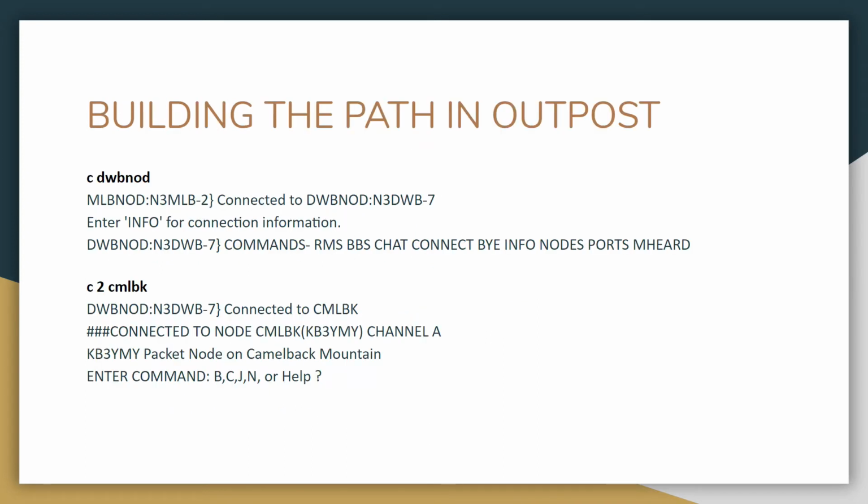So to build the path, you have to understand what is going to happen in the background. If I did this manually, I would connect to DWB NOD. I get a connect message, and then I would connect on port 2 to the Camelback node, and I would get a connected to message as well. And that's how we're going to build the path.